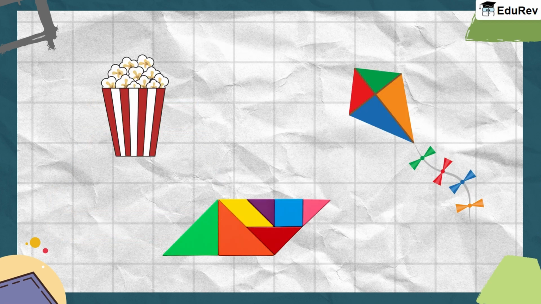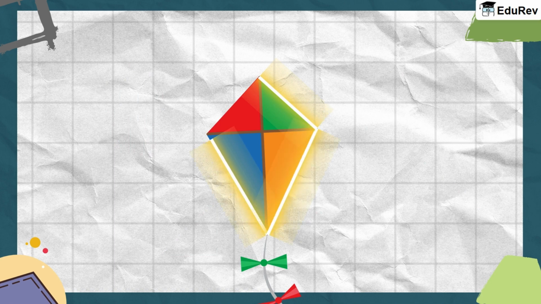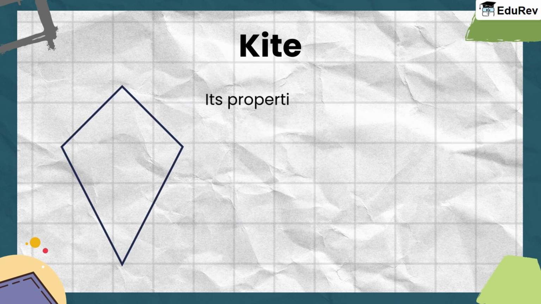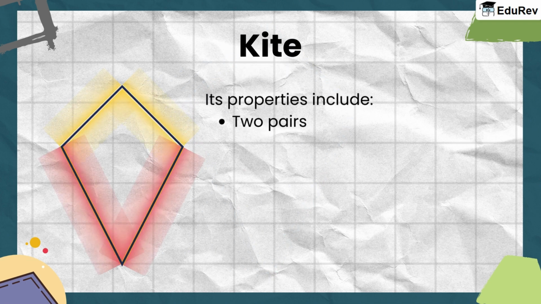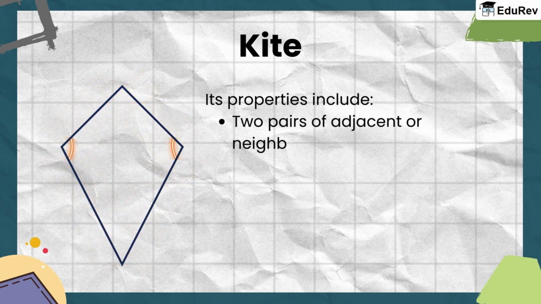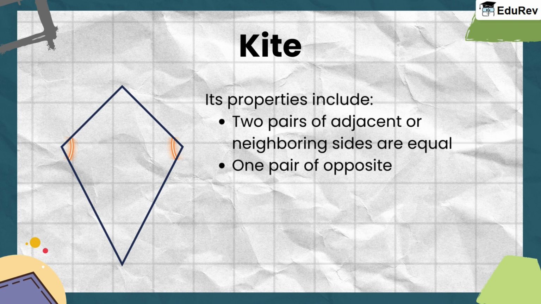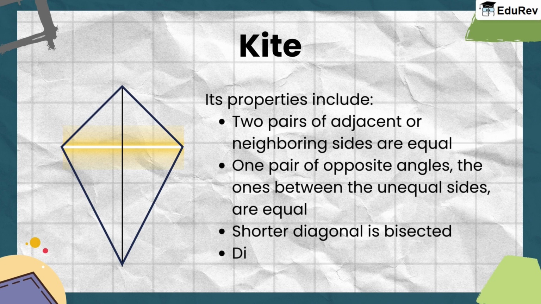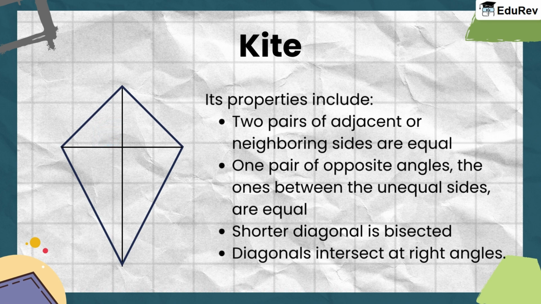Let's observe the second picture, that is, a kite, and surprisingly this type of quadrilateral is also called a kite. Its properties include: two pairs of adjacent or neighboring sides are equal. One pair of opposite angles, the ones between the unequal sides, are equal. One diagonal bisects the other, which means the longer diagonal divides the shorter into equal halves. Lastly, diagonals intersect at right angles.